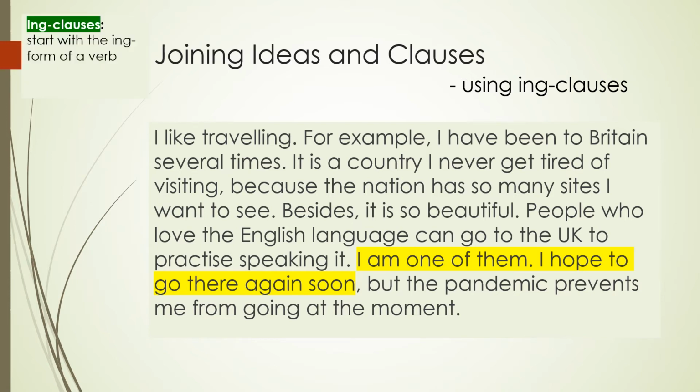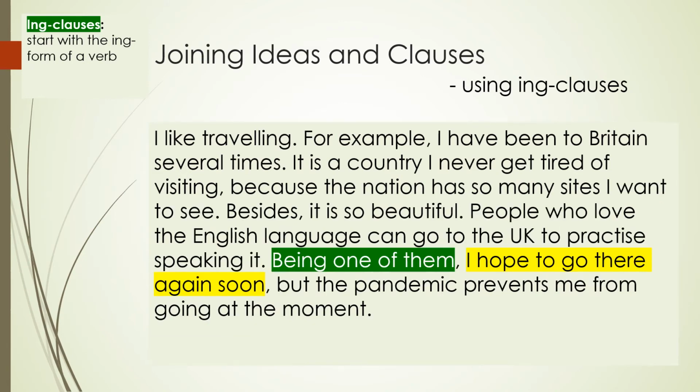-ing clauses start with the -ing form of a verb. Let's look at the two independent clauses marked in yellow. I am one of them. I hope to go there again soon. Both of these clauses start with I. The subject is the same, and to create more variation, we can rewrite the first one and make it an -ing clause like this. Being one of them, I hope to go there again soon.